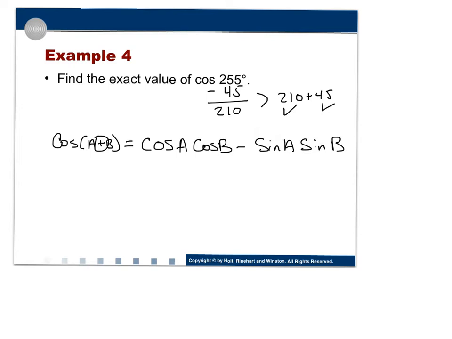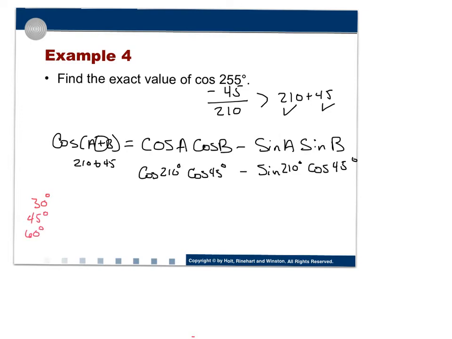Okay, so angle A is going to equal 210 and angle B is 45. So I'm going to plop those in, and I get cosine of 210 degrees times cosine of 45 degrees minus sine of 210 degrees times sine of 45 degrees. And in the previous videos, remember, I have been doing this little chart that is extremely helpful with remembering our special values.